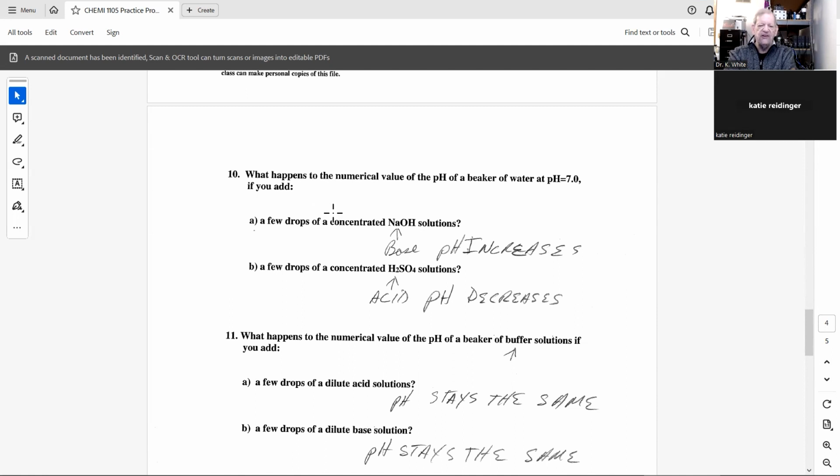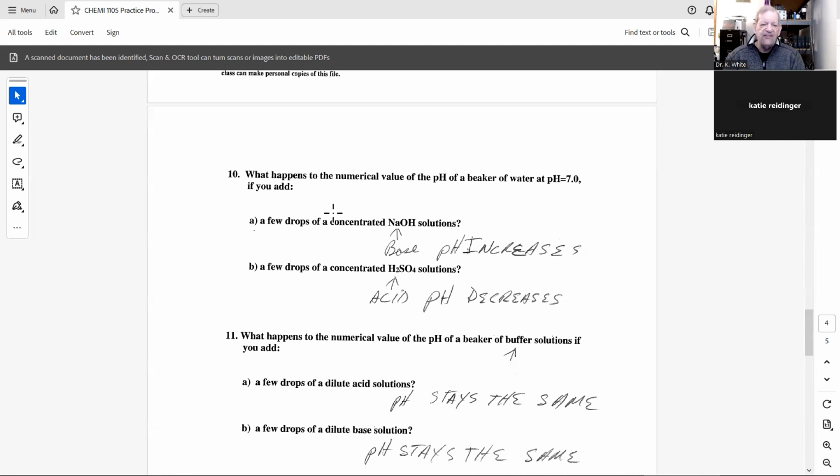Now, while we're talking about acids and bases and what they do to pH, let's look at number 10. What happens to the numerical value of the pH of a beaker of water at pH 7 if you add a few drops of concentrated NaOH solution? Well, that's a base. And a base, added to pH 7, is going to make the pH go up, increase. The numerical value will get larger or increase.